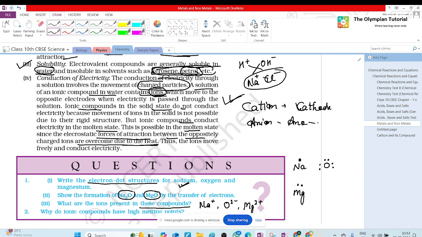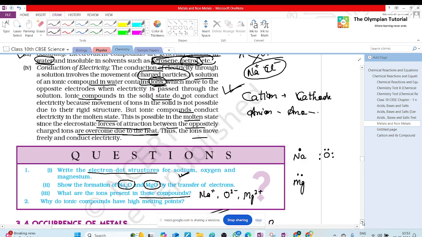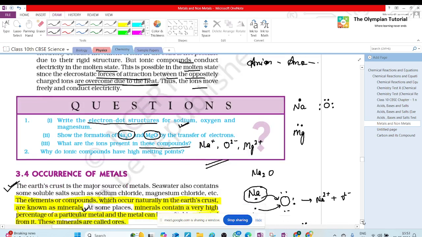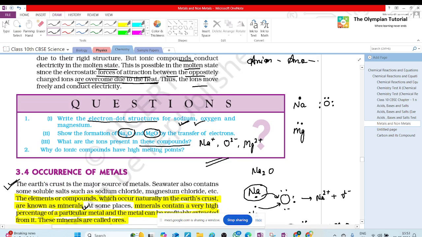Thus the ions move freely and conduct electricity. Here you have to prepare electron dot structure for sodium, oxygen and magnesium. Formation of Na2O and MgO. You have to tell the ions present in these compounds.